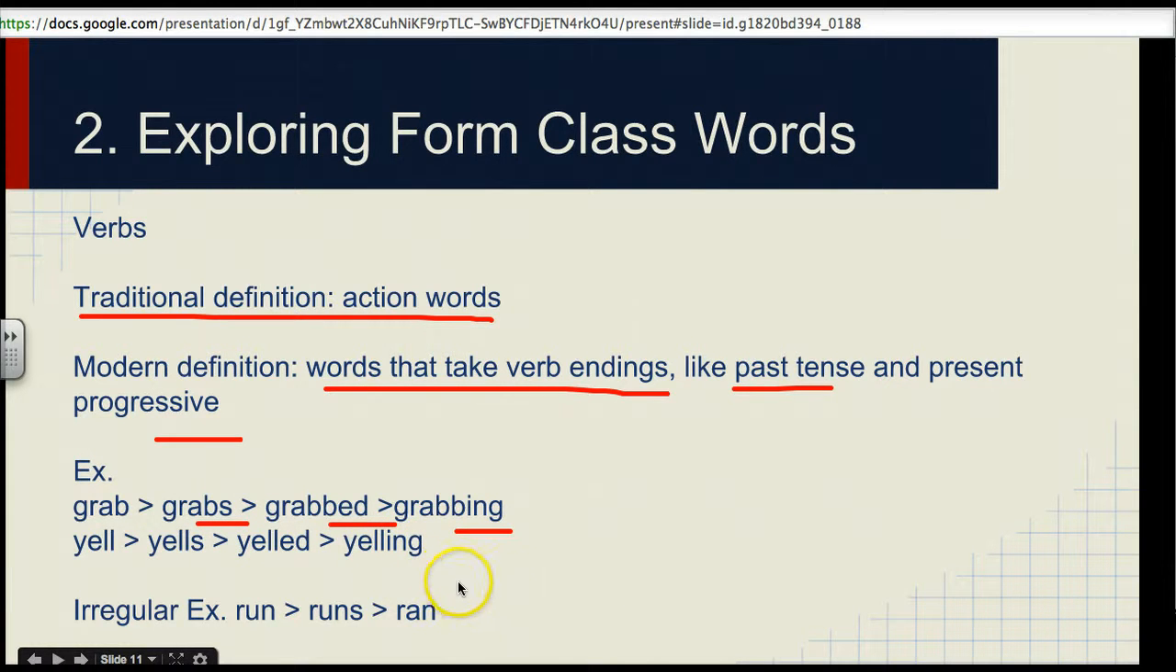Then we also, of course, in English and in a lot, I'm sure most other languages, I don't know about all languages, have irregular verbs. So run goes to runs, but then instead of going to runned, goes to ran.